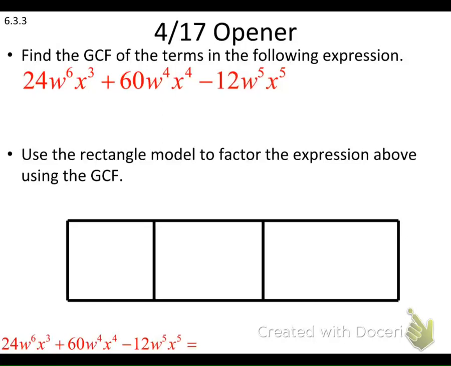Oh, again, on your opener, the date says 4/17, but we're actually completing it today, which is 4/26. 6 days ago. The first part of your opener says, find the greatest common factor of the terms in the following expression. So if we're going to find the greatest common factor of the terms in the following expression, what's the first thing I need to do, Cody?